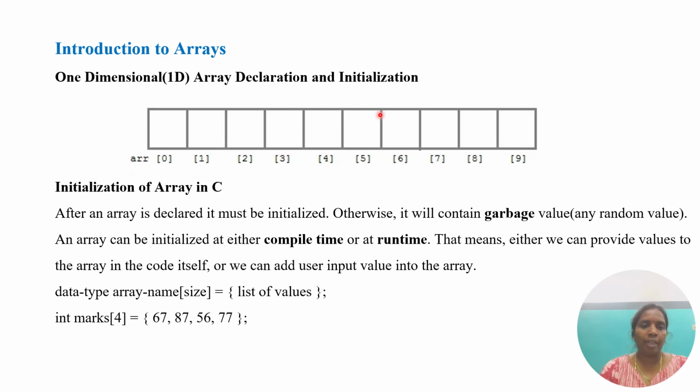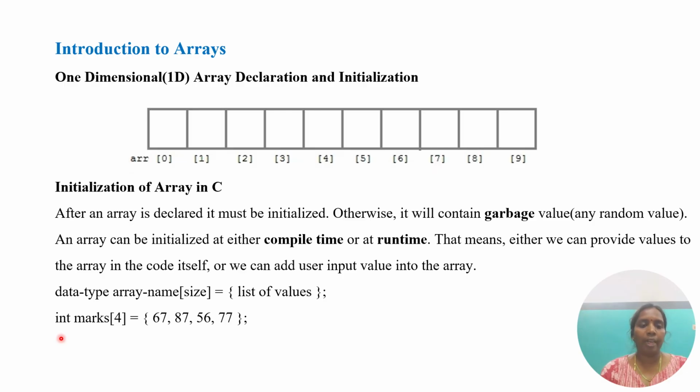Here is how the data are stored: the initial memory location is taken as array of 0, the second memory location as array of 1, followed by 2, 3, 4, 5, etc. So this is how we are going to initialize an array. How do we initialize it?